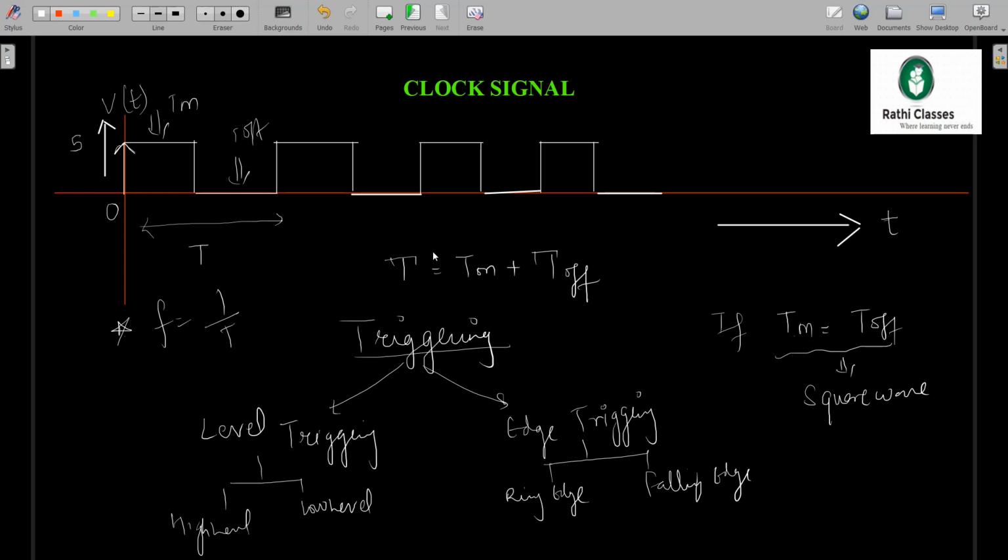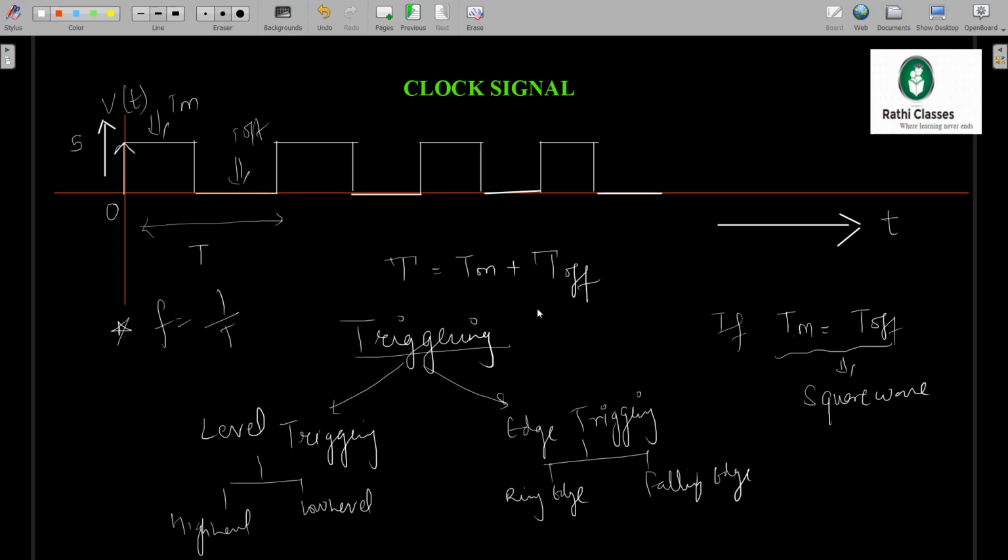That is a kind of rectangle, which is user dependent. T on and T off depend completely upon the user. If T on and T off are equal, then it is considered to be a square wave. For example, if you have taken 100 seconds, and 50 seconds it is on and 50 seconds it is off, then it will be a square wave.